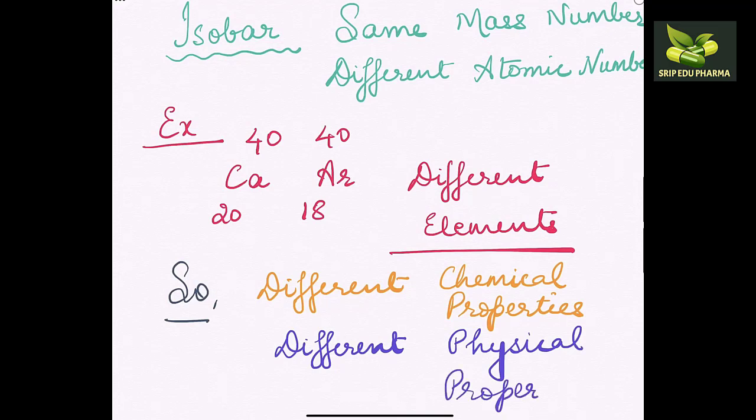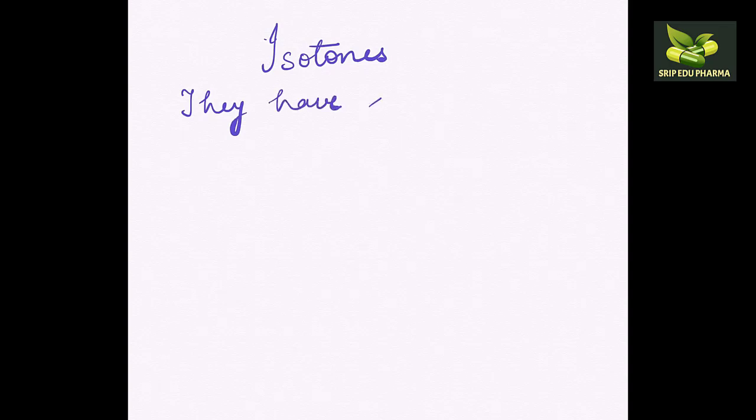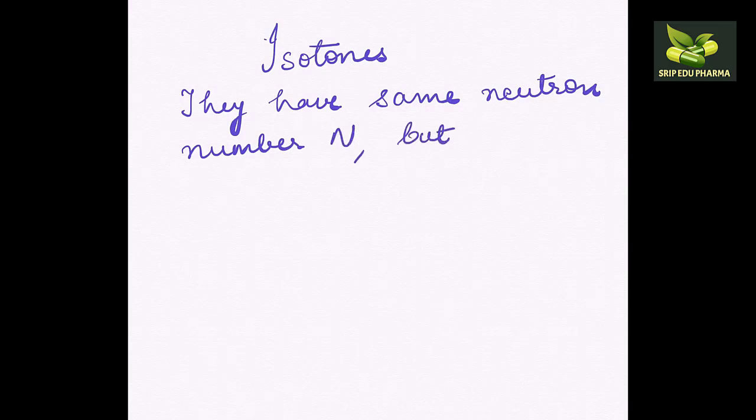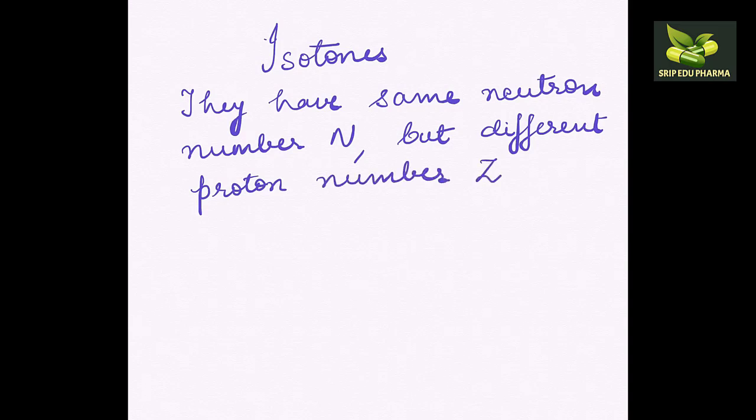Now since these are different elements, the chemical properties will also be different and the physical properties will also be different. There are a few more examples, like iron and nickel, Fe 26, 58, and nickel 27, 58. Here the atomic numbers are 26 and 27, but the mass number is 58 in both of them. Then another example is sodium and magnesium. Sodium 11, 24, magnesium 12, 24.